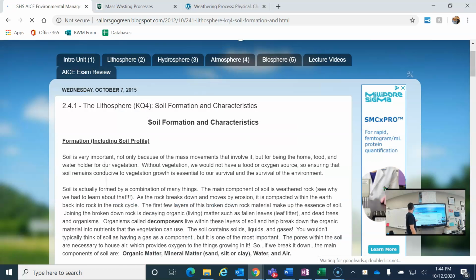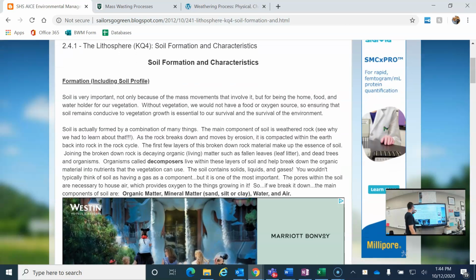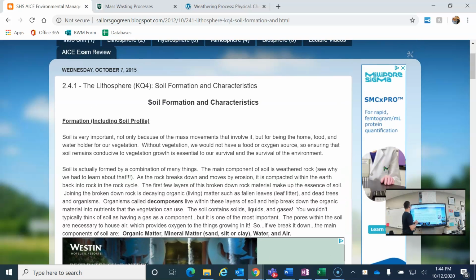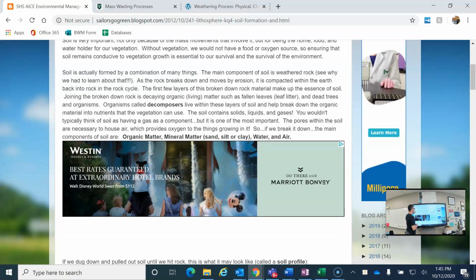All right. So the formation, including the soil profile. Soil is very important, again, not only because of mass movement, so we want to keep it stable, but also as the home for food and water holder for our vegetation. Without the vegetation, we wouldn't have an oxygen source. So ensuring that our soil remains good and conducive to vegetation growth is essential to our survival and the survival of the environment.